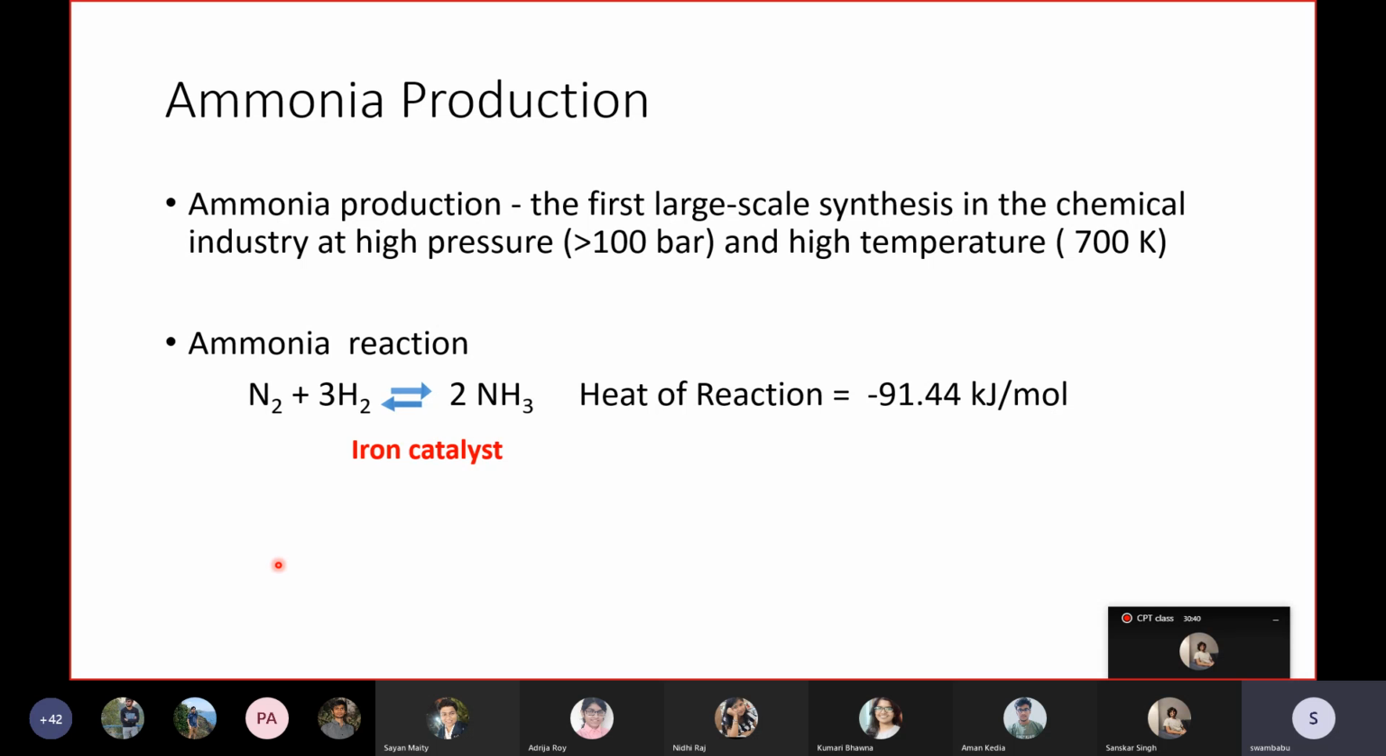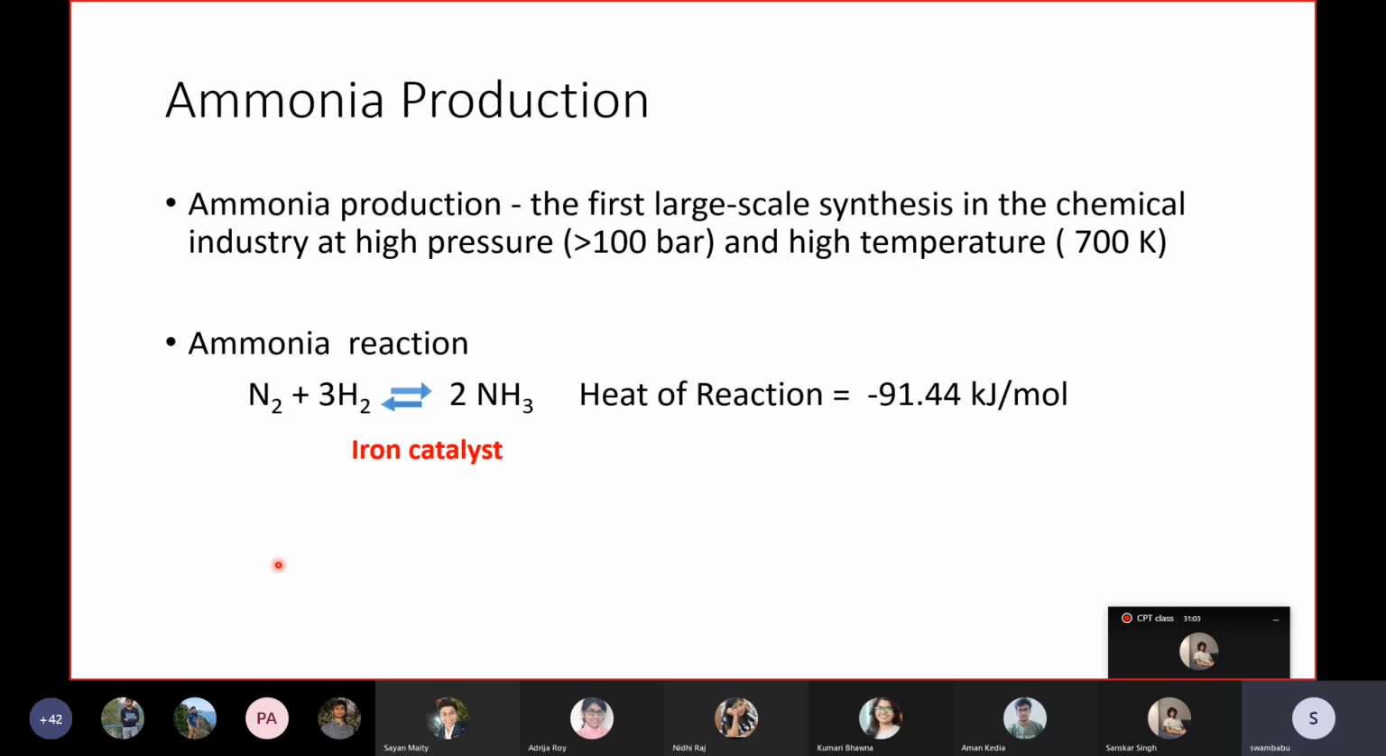We all know this famous Haber-Bosch process. Nitrogen reacts with hydrogen and produces ammonia. It is a reversible reaction.